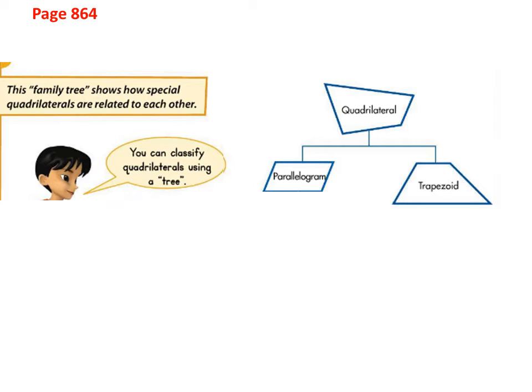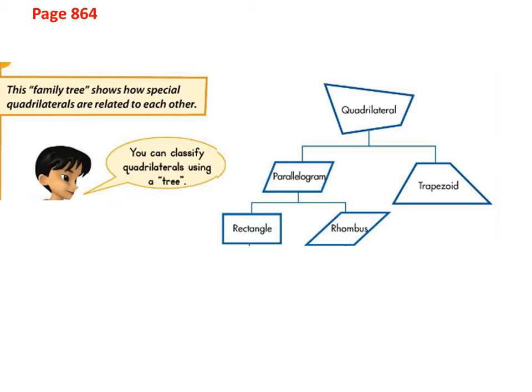Now, we'll continue with the parallelogram. We can classify the parallelograms into rectangles and rhombuses, because both rectangle and rhombus are parallelograms. Of course, the rectangle is a parallelogram, as we said before. The rectangle is a parallelogram with four right angles. And also, the rhombus is a parallelogram with four equal sides.